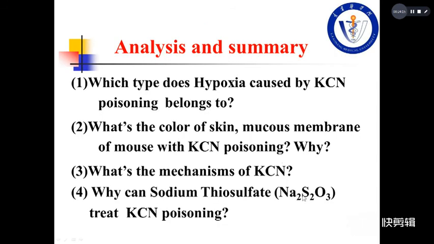Analysis and summary. Also have 4 questions. Which type of hypoxia does cyanide poisoning belong to? Now you know it belongs to histotoxic hypoxia. Now what's the color? Rosy. Now also called the pink red flush. What's the pathogenesis of cyanide poisoning? Now why can sodium sulfate treat cyanide poisoning?